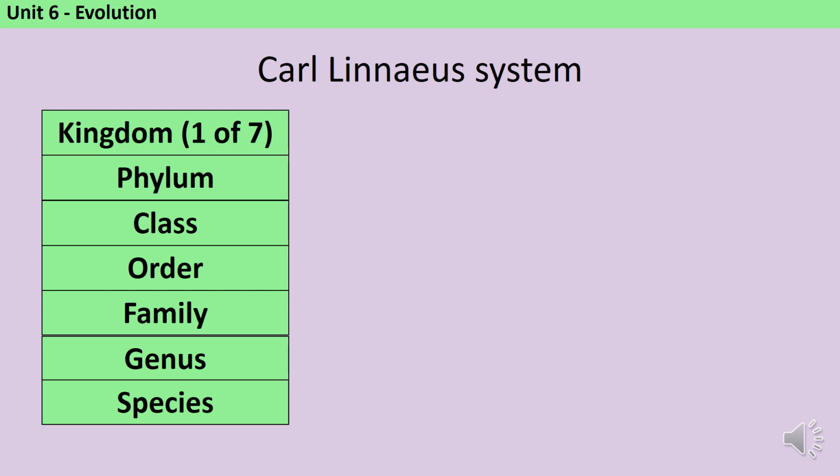Speaking of classification systems, the first one that you need to know about is the one that was developed by Swedish botanist Carl Linnaeus. So a botanist is someone who studies plants. So what he did was he originally split all of the species in the world into one of 7 kingdoms. So animals are a kingdom, and plants are a kingdom, and fungi are a kingdom.